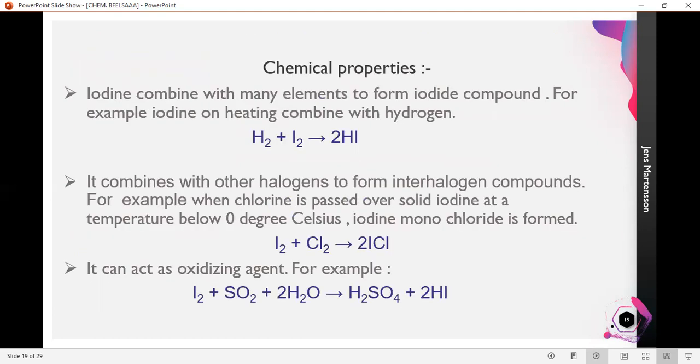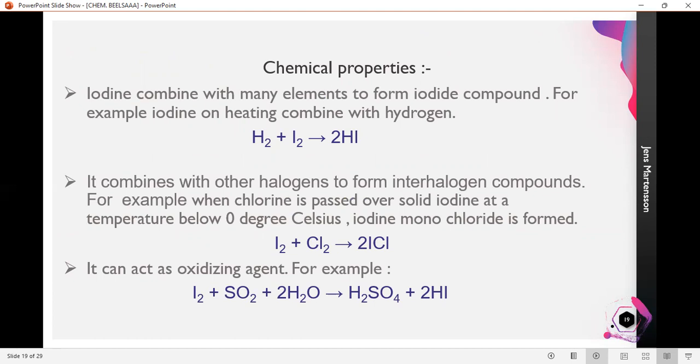Chemical properties of iodine. Iodine combines with many elements to form iodide compounds. For example, iodine on heating combines with hydrogen. It combines with other halogens to form interhalogen compounds. For example, when chlorine is passed over solid iodine at a temperature below 0 degrees Celsius, iodine monochloride is formed.